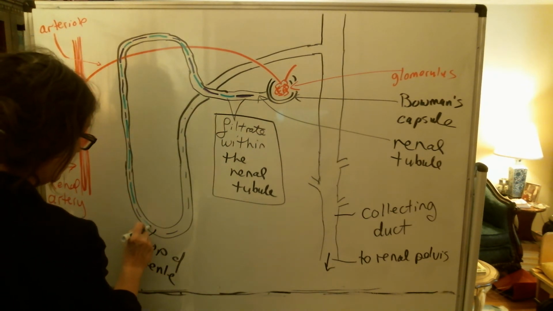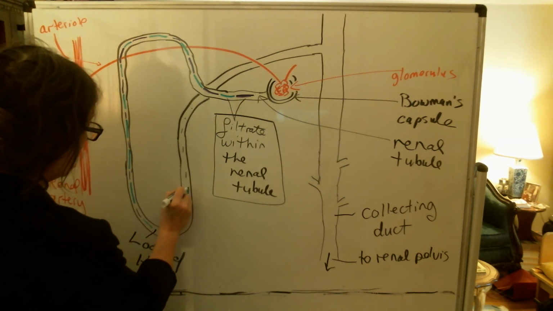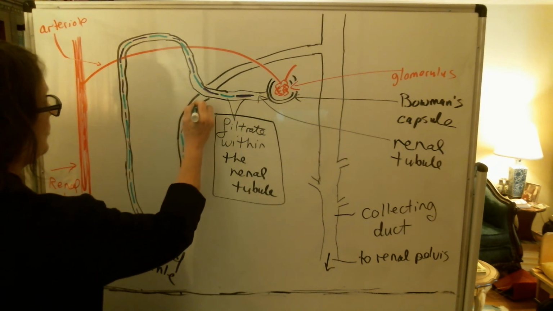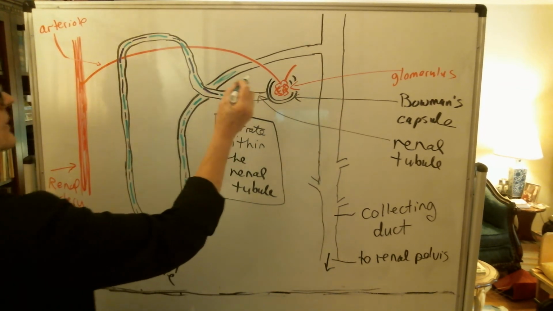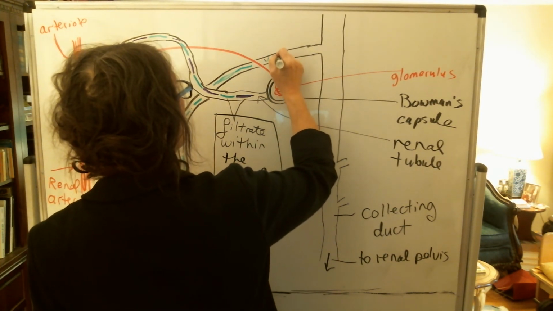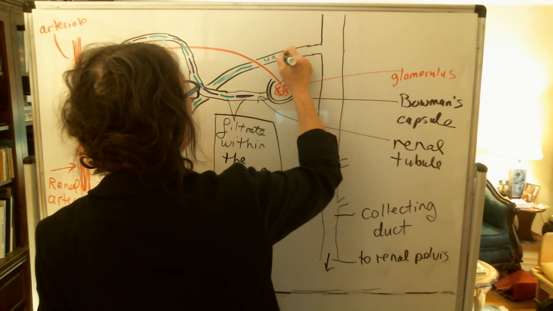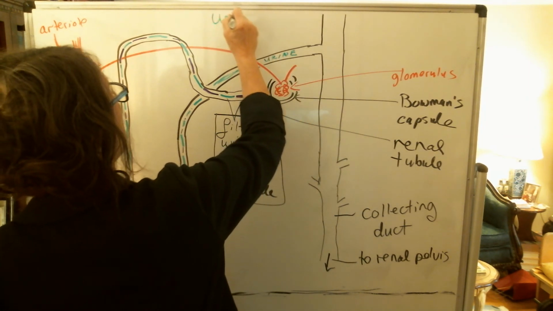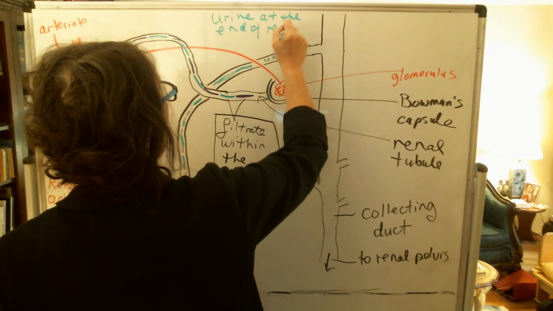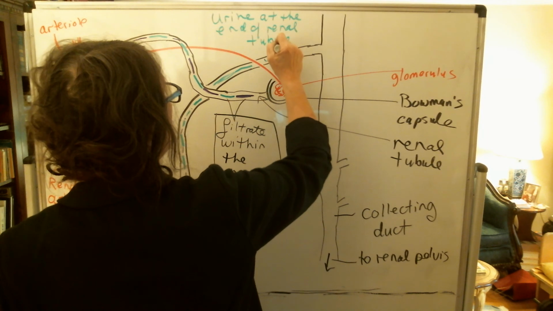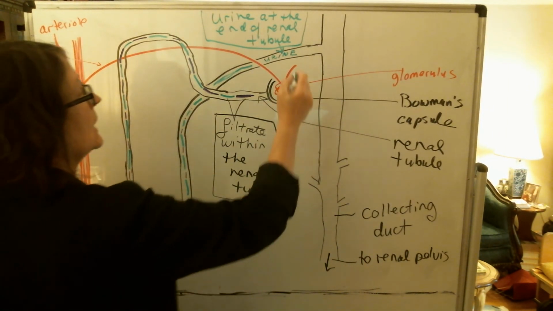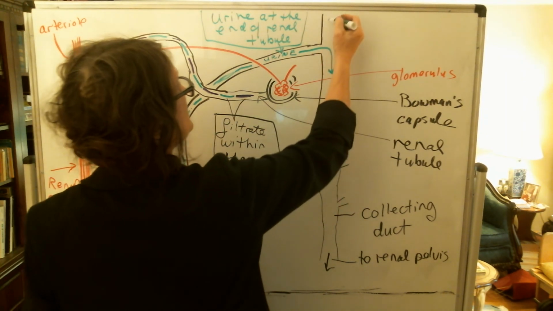But my point is, for the time being, that as the good stuff gets reabsorbed, you wind up with less and less good stuff in there and a greater and greater preponderance of the waste materials, until finally what you have left in the renal tubule is just urine. So there we have urine at the end of the renal tubule. So what started out as filtrate eventually had all the good stuff removed, and what you ended up with in the end was urine.